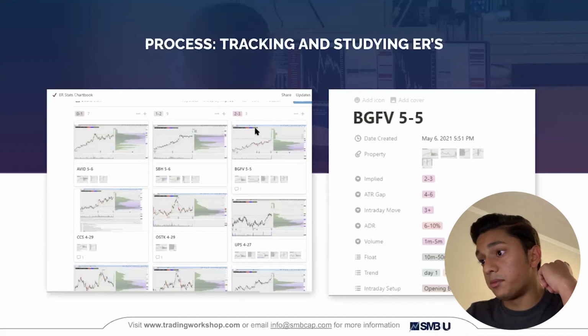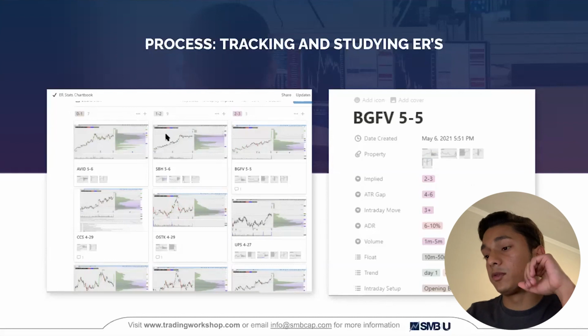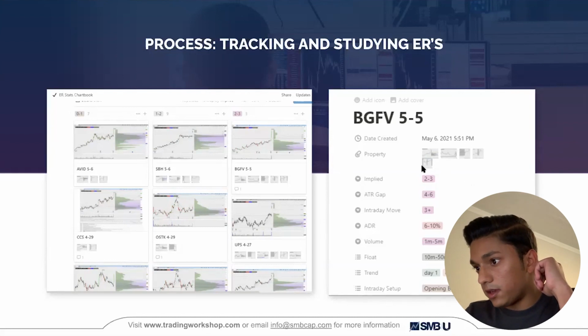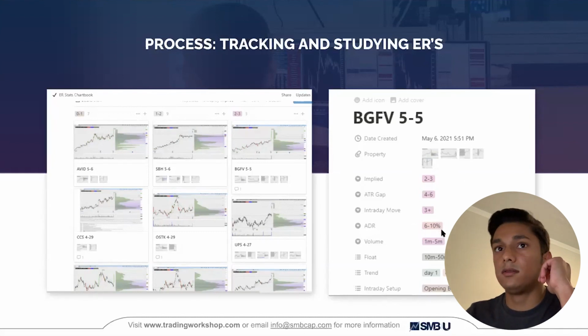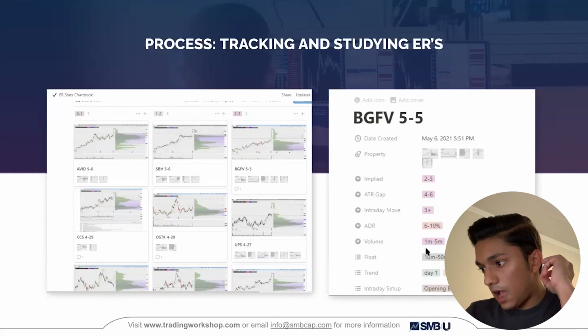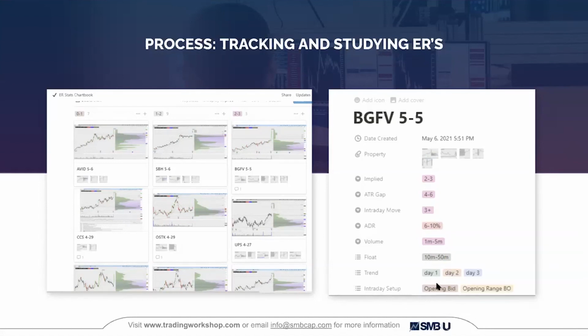I've got it sorted by implied move, and all of these earnings are from this past season. So we've got almost 20 pretty decent ERs in terms of reactions. Within each one, we're tracking implied move, the ATR gap, intraday move, and average daily range. This is a stock characteristic, similar to ATR, that we use to choose how we're going to execute a name. Then average volume, float, how many days it makes a new high, and intraday setup.